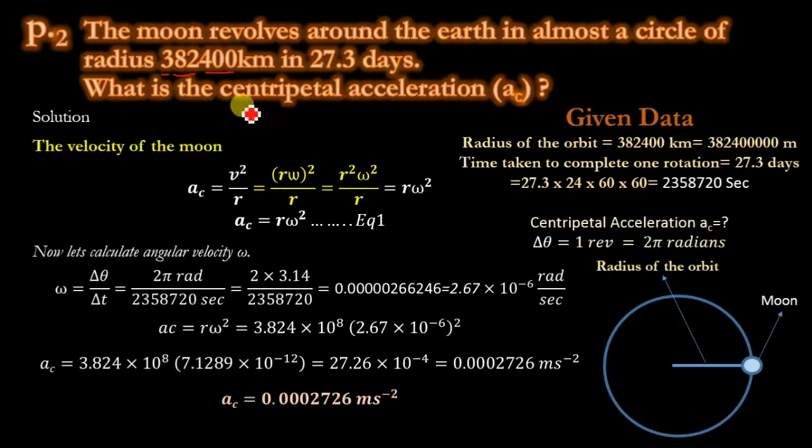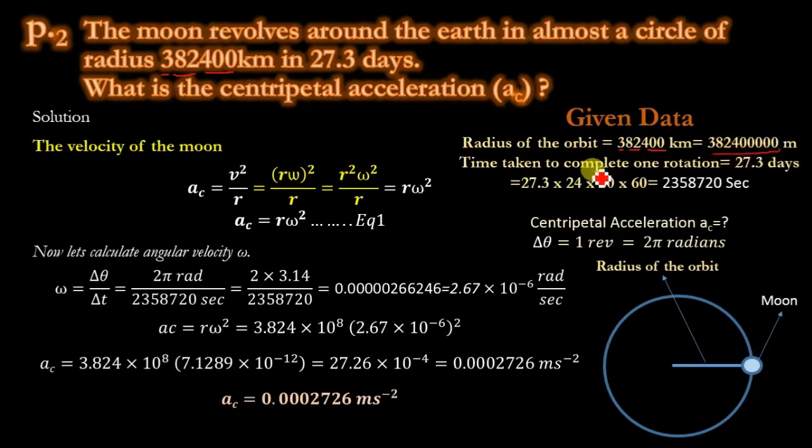So what is the centripetal acceleration? Now we are going to calculate the centripetal acceleration from the given data. In the given data, it is given that the radius of the orbit is equal to 3,82,400 km. We will convert this kilometer into simple meters because we will use SI units for solving numerical problems. Converting this to standard meter, we will multiply this term with 1000 and we will get something like 3.824 multiplied by 10 power 8 meter.